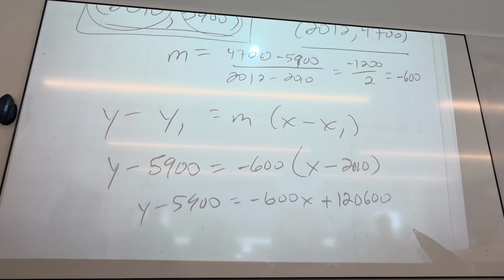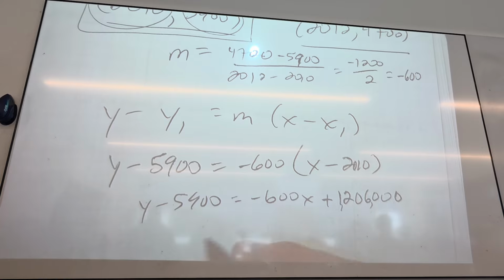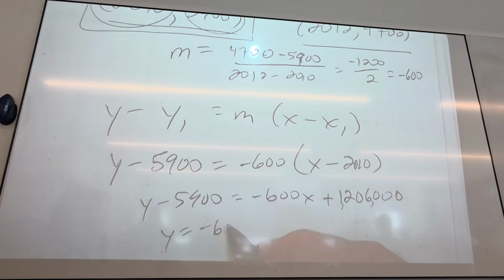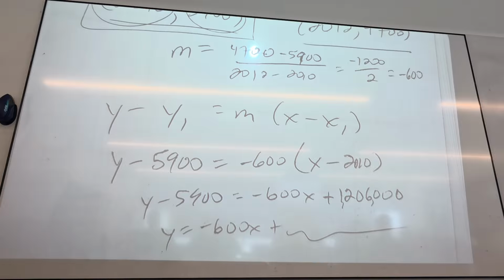1, 2, 3, 4, 5. That should be it. One more zero. Okay. Now, do you wish these numbers were smaller? I agree. These numbers are gross. Now I have to add 5,900 and so on. Okay, so let me give you a slightly better way to do this, because we're the humans here.